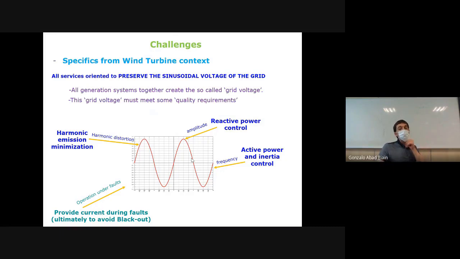And finally, during faults, what we are demanding of the wind turbines is to provide current, reactive current, in order to be able to avoid the fault. Okay? And why is that done? Ultimately to avoid the blackout. The domino effect that could happen, and reach the blackout that nobody wants, obviously.